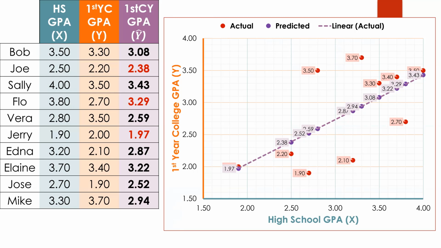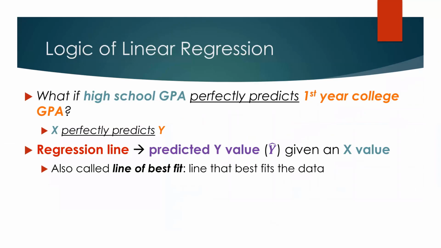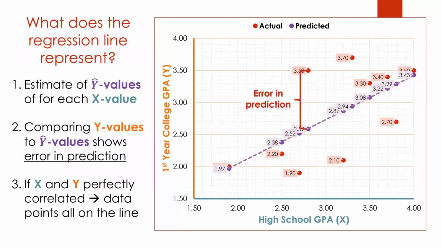So what do we do when we compare all these differences? Some are closer than others, some are further than others. What does this mean overall? Well, the regression line, also called the line of best fit, visually shows us the predicted values of y, as I already mentioned. Now, when you're comparing the y values to the predicted y values, the difference between them is the error in prediction. It's showing you how much error that you have. And if x and y are perfectly correlated, there would be no error, right? If that's actually what happened in real life.